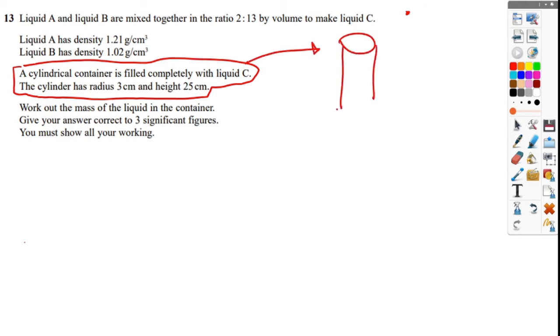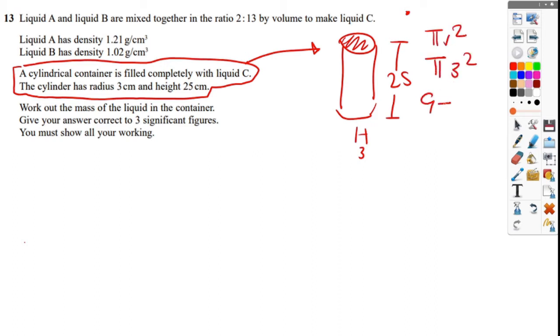So if I do a little sketch of my container, I know it's 25 centimetres in height, and I know it has a radius of 3. So this is going to be my cross-section times my depth. My cross-section is a circle, which is pi r squared, which turns into pi times 3 squared, which is 9 pi. My depth is 25, so I need to times that by 25. 9 times 25 is 225 pi, which is centimetres cubed.